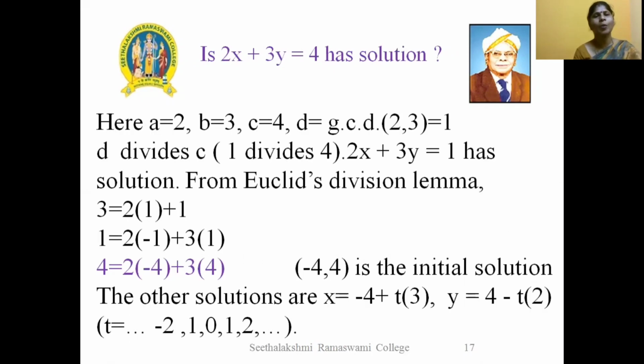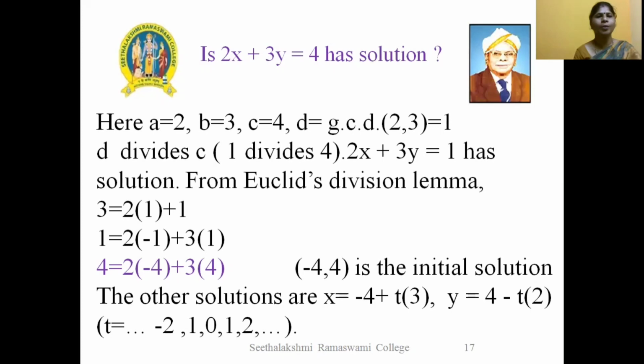Does 2x plus 3y equal to 4 have a solution? Yes, it has a solution. Using the linear diophantine equation, we can say it has a solution. Comparing with the linear diophantine equation, a is equal to 2, b is equal to 3, c is equal to 4, and the GCD of 2, 3 is equal to 1. Here, d divides c, that is, 1 divides 4. Therefore, it has a solution. Now, we are going to find the solutions.